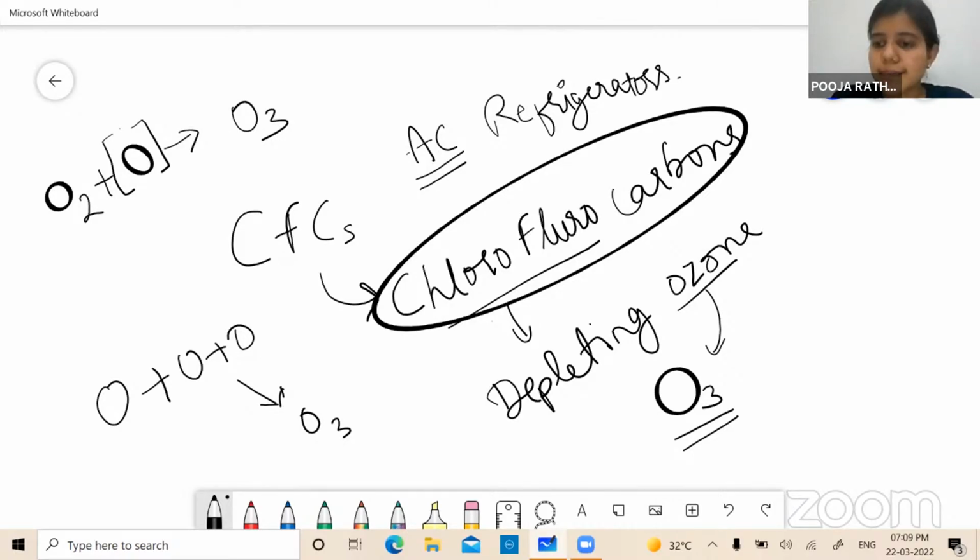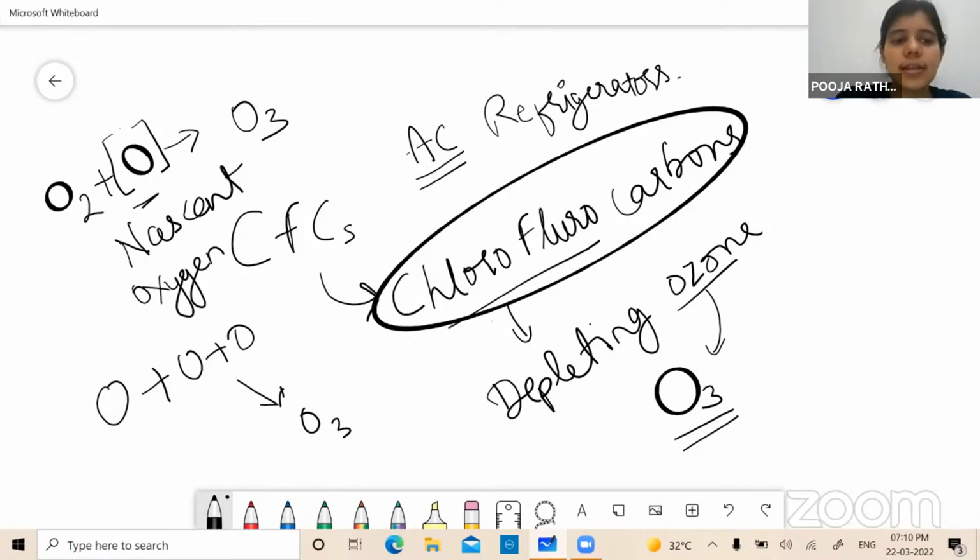What is this O called? Okay, I will tell. Nascent oxygen. A single oxygen atom is called nascent oxygen because you wouldn't have seen oxygen like this in any of the reactions. There are very exceptional cases when oxygen is taken like this in reactions, because oxygen only exists in O2 form. It can't exist in O form.